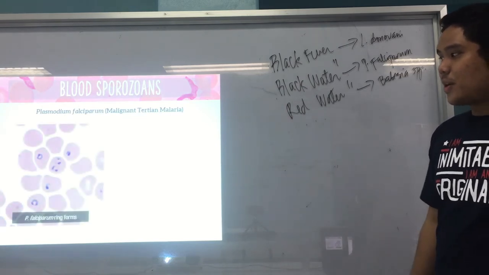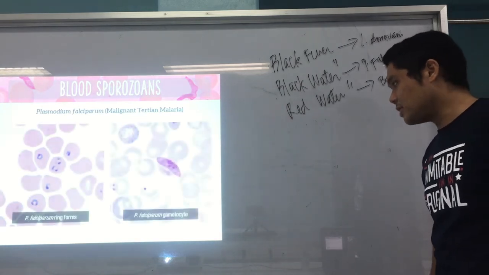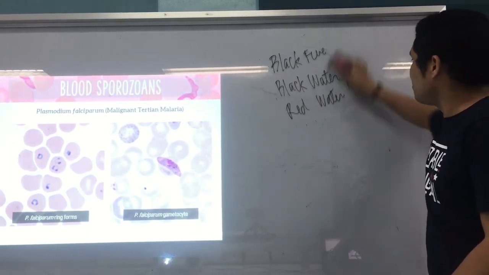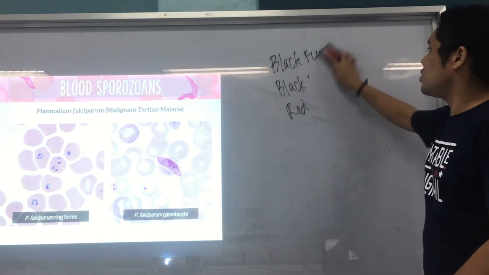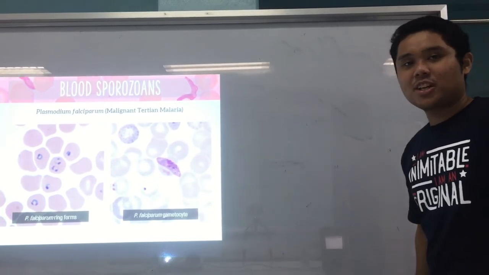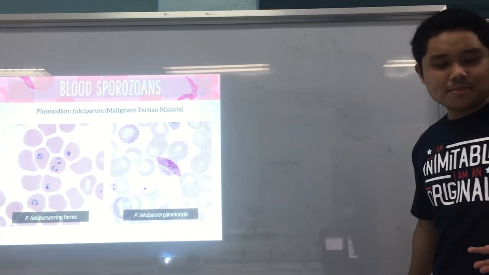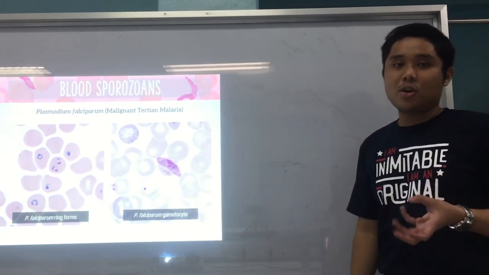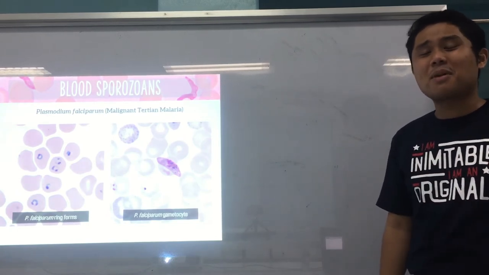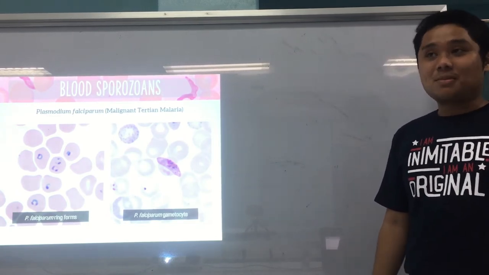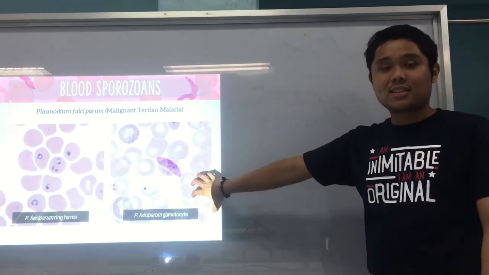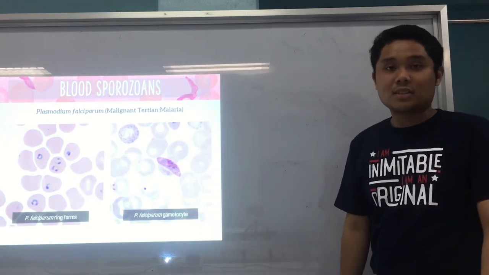Now we go to some of its morphology. Again, this is the ring form and this is the gametocyte. A very defining characteristic of P. falciparum is that it's the only Plasmodium species that has the banana-shaped, crescent-shaped gametocyte. In your exams, if it's described as a banana-shaped, crescent-shaped gametocyte, press the buzzer, don't overthink. That is Plasmodium falciparum, because only it has this appearance in its gametocyte.